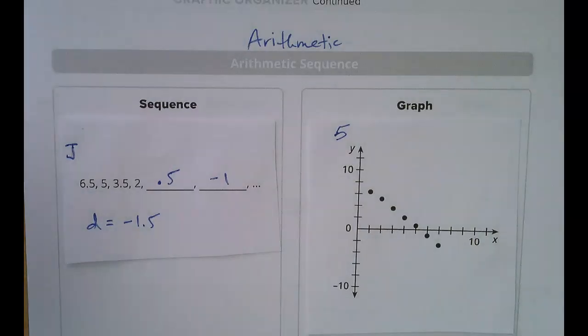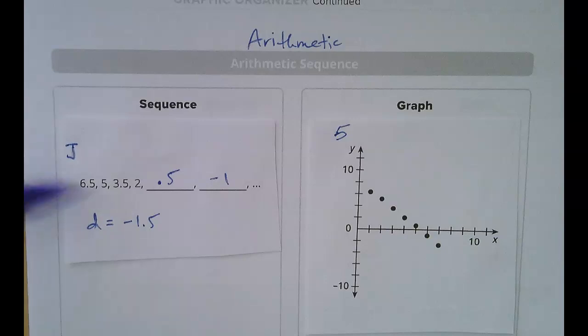The goal for today is to write formulas for arithmetic and geometric sequences. For arithmetic sequences, we're going to write formulas that have the letter A in them, and the A is going to stand for arithmetic. In the geometric sequences, we're going to use the variable G for geometric. And there's some basic information that we'll need in order to write those formulas.